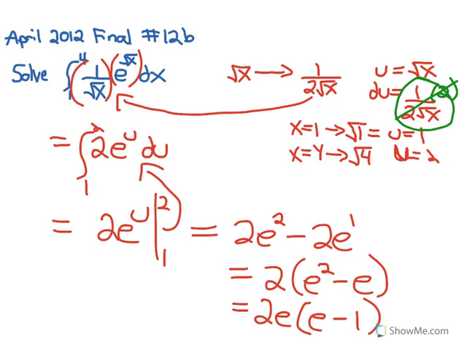Again, we know that this is a substitution question based on the fact that the derivative of the second part, the exponent of e to the root x, was found in the first part that was multiplied.